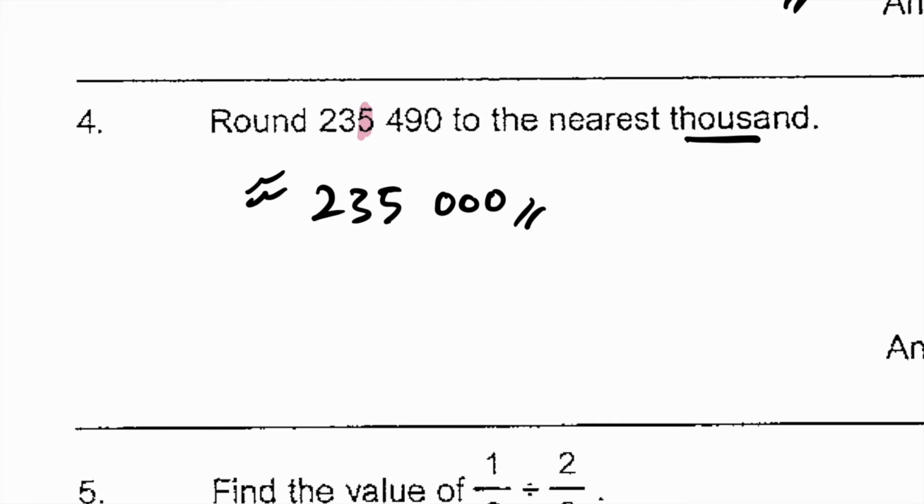Question 4, we're going to round off to the nearest 1000. So I keep 5 and look to the number on the right side. That's 4. Is 4 large enough to round up to 236? Nope. So it stays as 235, and then the other 3 will be zeros.